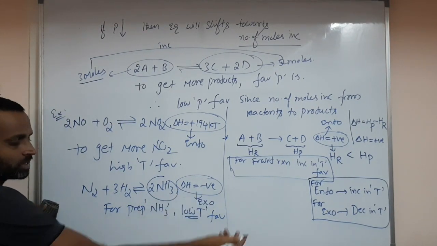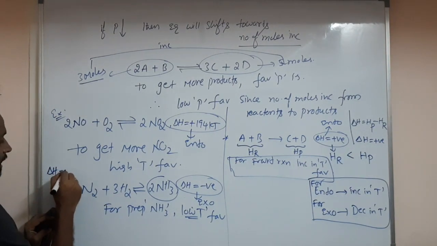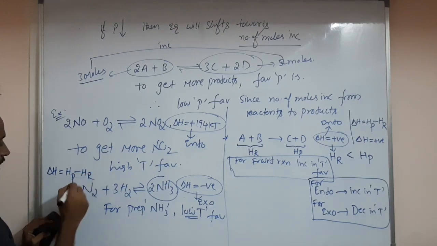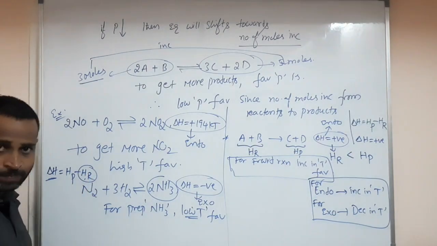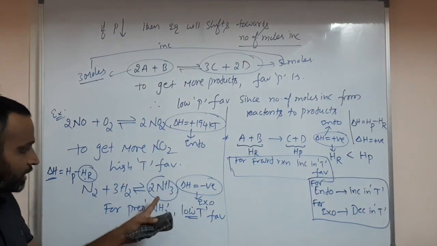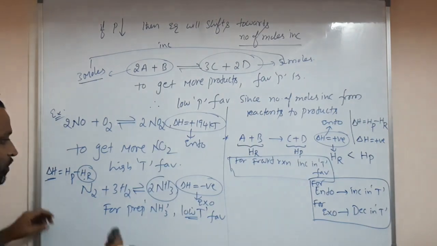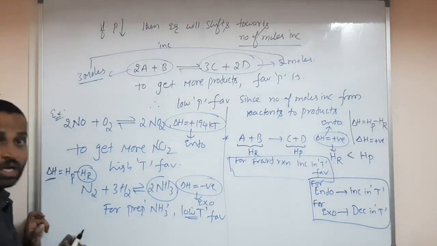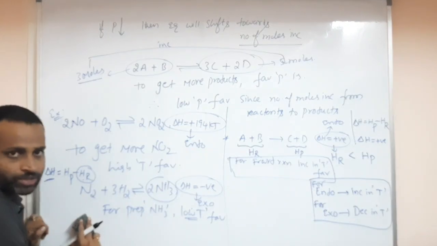Because ammonia formation is exothermic, meaning the reactants' enthalpy is more. Enthalpy change is enthalpy of products minus enthalpy of reactants, and it should be negative. That means the reactants N2 and H2 already have more heat, so there is no need to increase it again. So for exothermic reactions, low temperature favors. For endothermic reactions, high temperature favors.